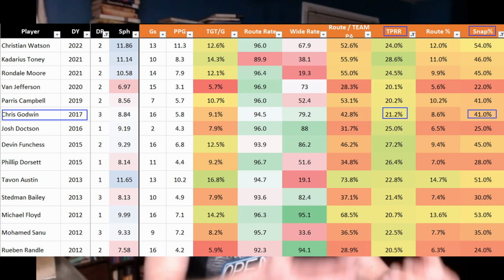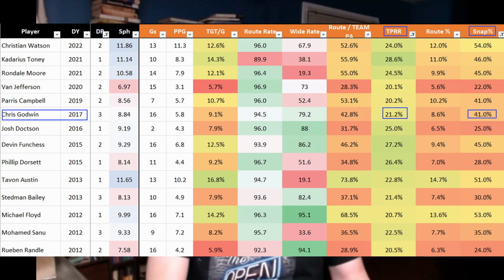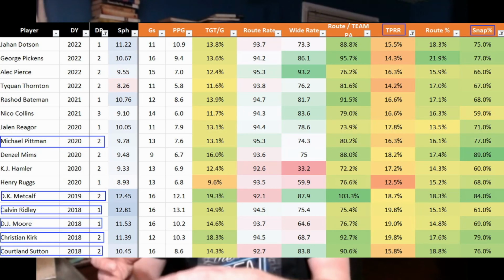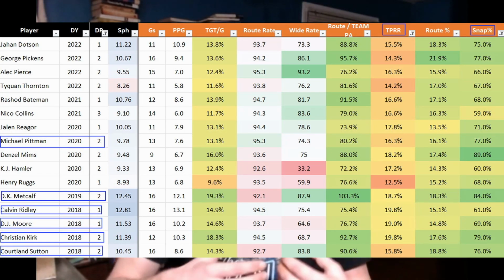So if you have a low snap share or a low route percentage, the stat I'm looking at, and a high targets per route run, then it's much more likely to be a feature of how you are being used than it is something about your ability to earn targets.